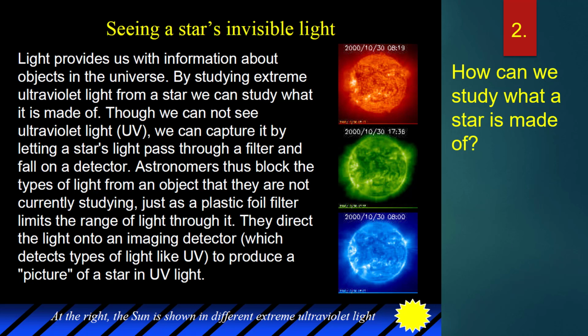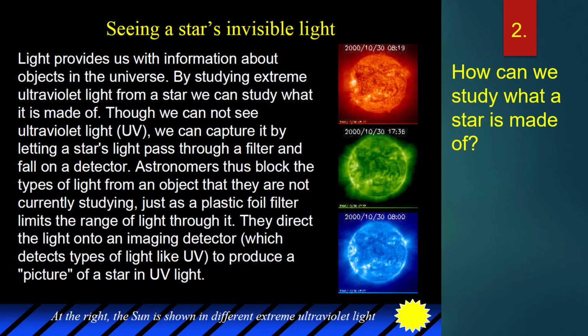Seeing a star's invisible light. Light provides us with information about objects in the universe. By studying extreme ultraviolet light from a star, we can study what it is made of. Though we cannot see ultraviolet light, we can capture it by letting a star's light pass through a filter and fall on a detector. Astronomers thus block the types of light from an object that they are not currently studying, just as a plastic foil filter limits the range of light through it.